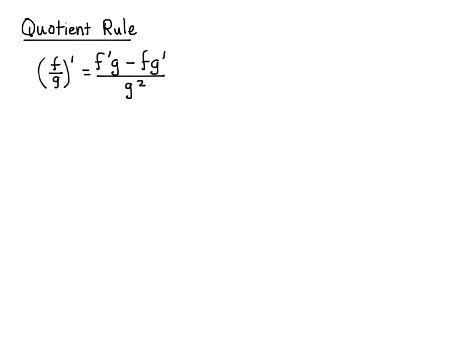All right, so let's take a look at the quotient rule. Let's say we have two functions and we want to take the derivative of the quotient. We're going to take the derivative of the first one times the second one, and then minus, and this negative sign is crucially important, the first one times the derivative of the second one. It's all going to be over the denominator function squared.